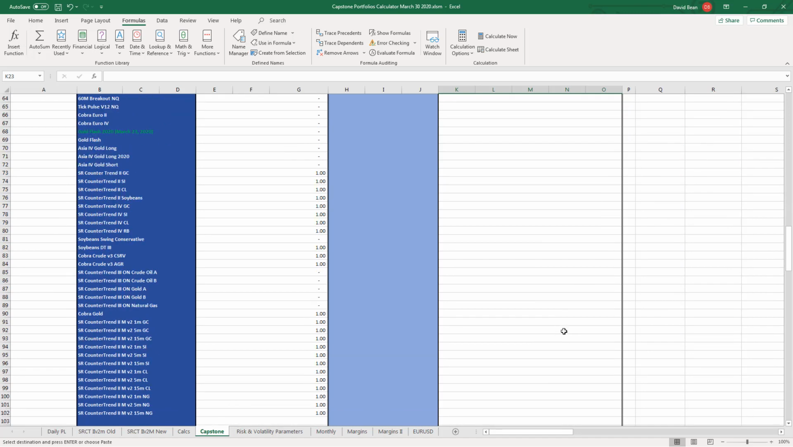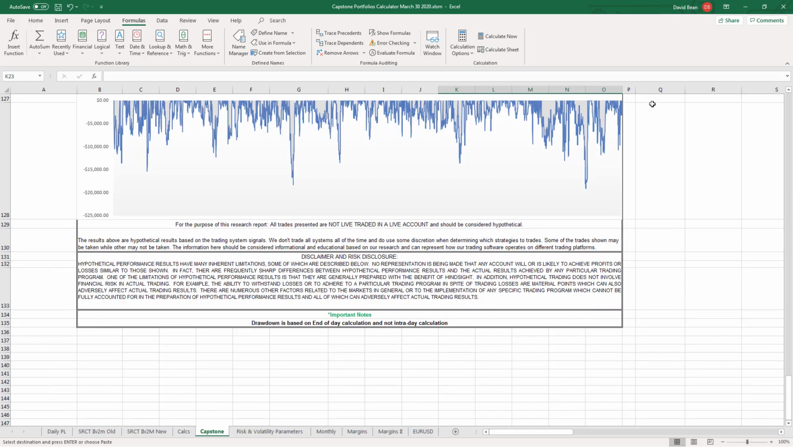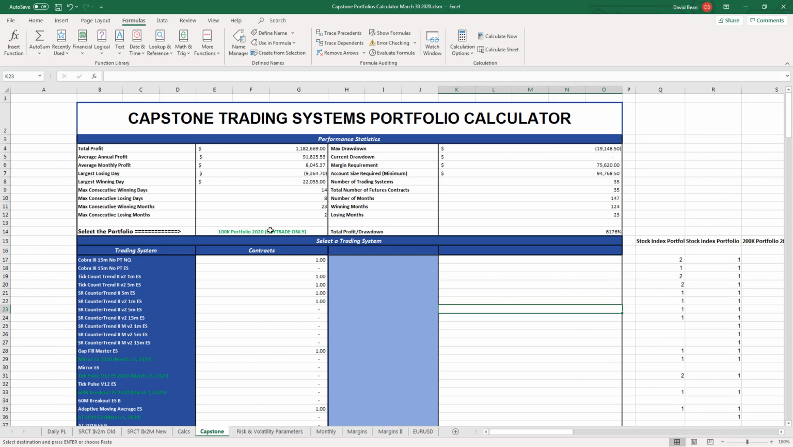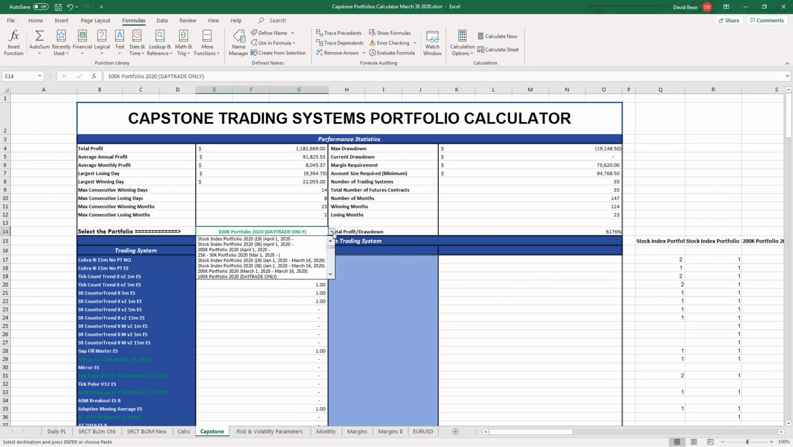And the liquid day trade portfolio, let's see, I want to take a look at the drawdown curve here on this one first. So you see the drawdown curve, it didn't do too bad in March. It came into a normal drawdown because mainly it's SR counter trends. So that's one to watch, the 100K portfolio along with the SR counter trend portfolio.